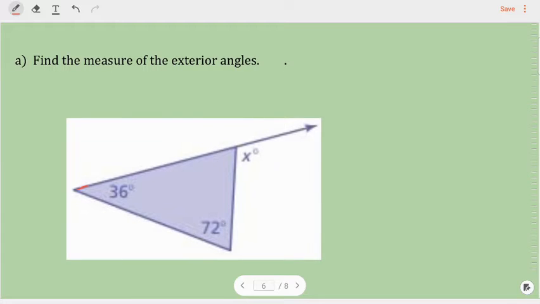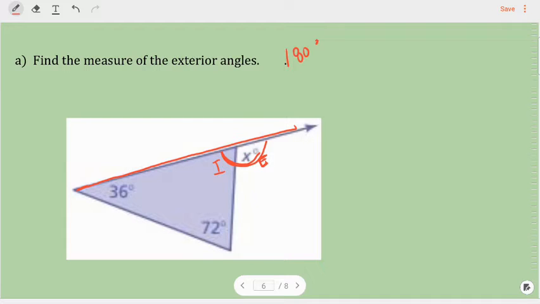Remember, an exterior angle is on the outside of my triangle, and it forms a straight line combined with one of the interior angles of my triangle. So this interior angle plus x, which is my exterior angle, that's my linear pair. These two angles should total 180 degrees. That's something that I know.